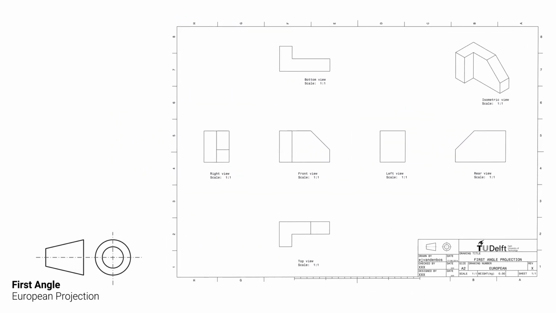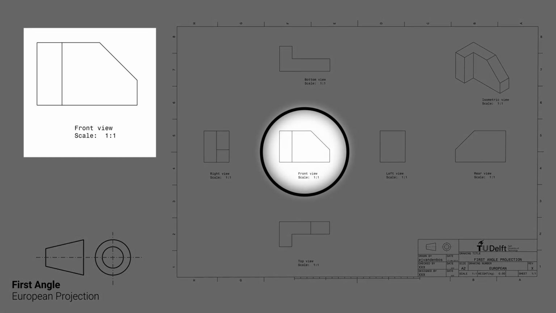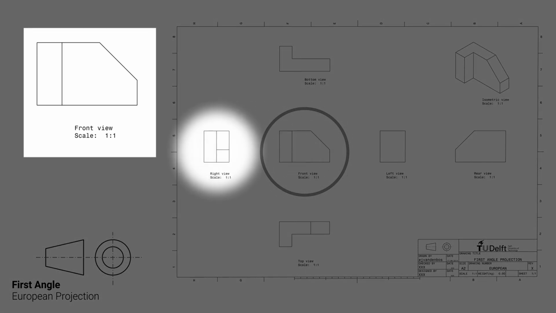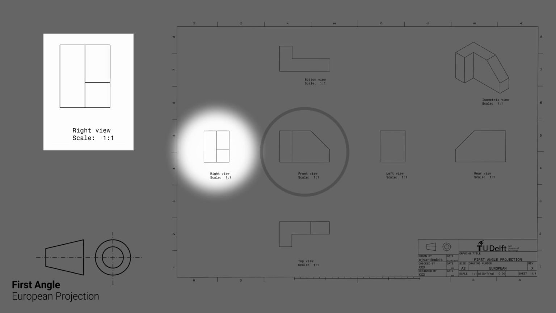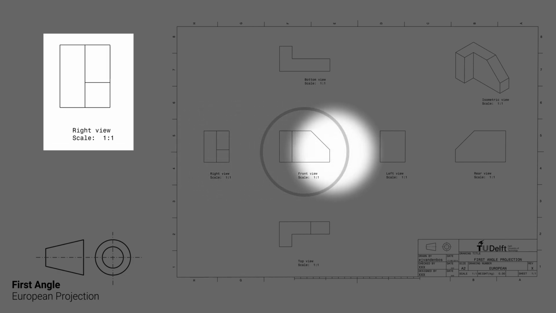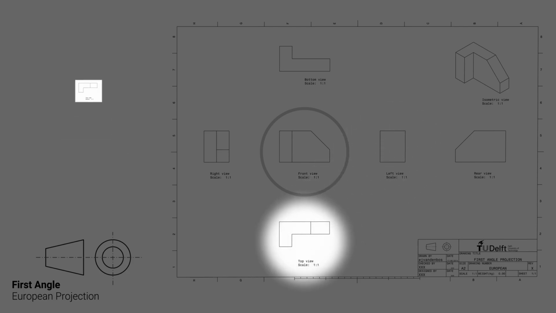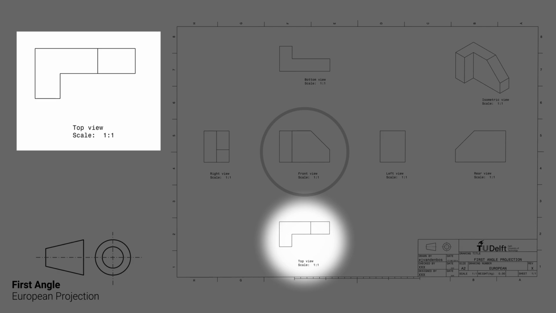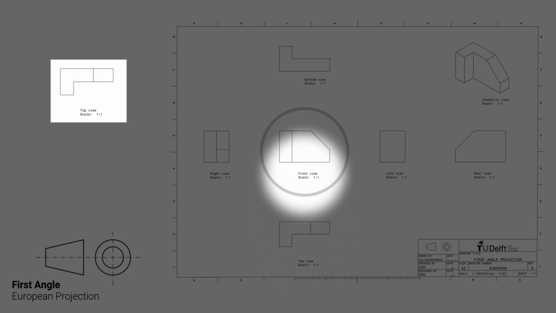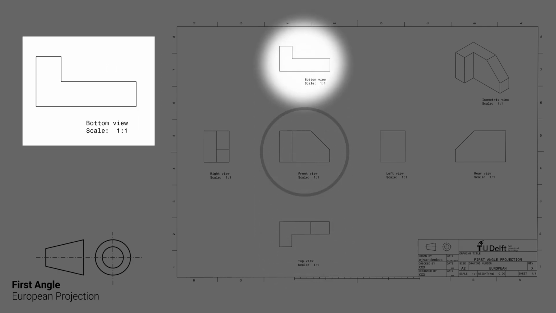An engineering drawing created using the European first angle projection method will have the following layout. A front view is presented. Left from the front view, the right view is shown. Right from the front view, the left view is shown. Below the front view, the top view is shown. And above the front view, the bottom view is shown.